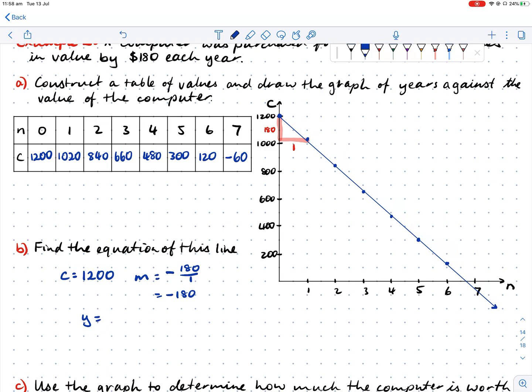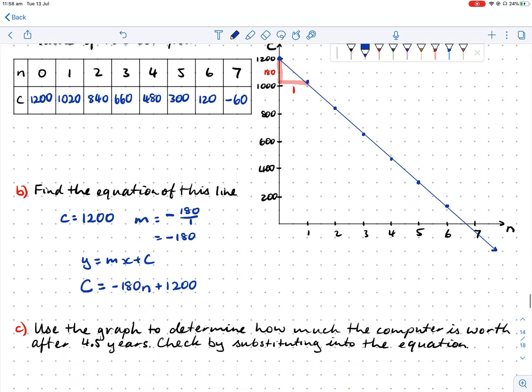So if we're substituting into y equals mx plus c, make sure you don't mix up the C for computer with the c of your y-intercept. So C equals negative 180n plus 1,200. Another way we can write this is with the 1,200 first. So it's 1,200 minus 180n. Both of them would be fine.